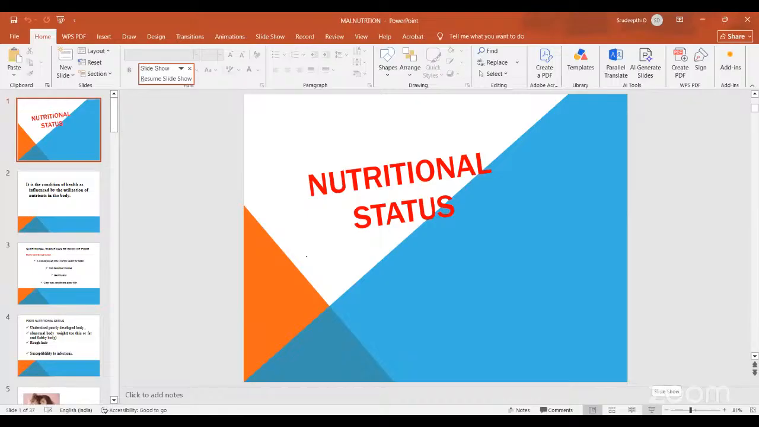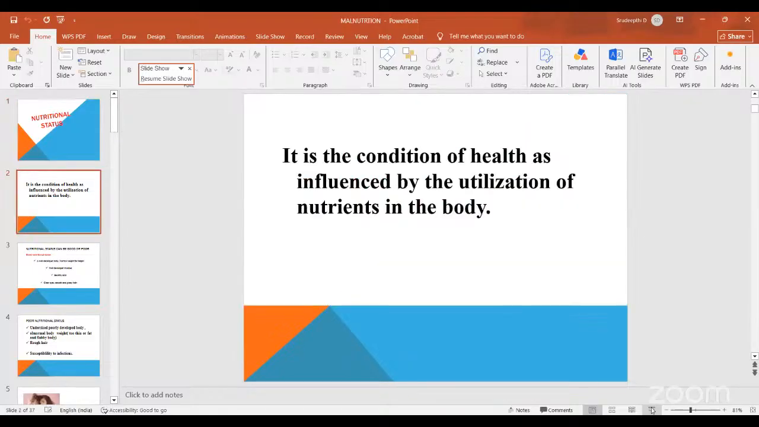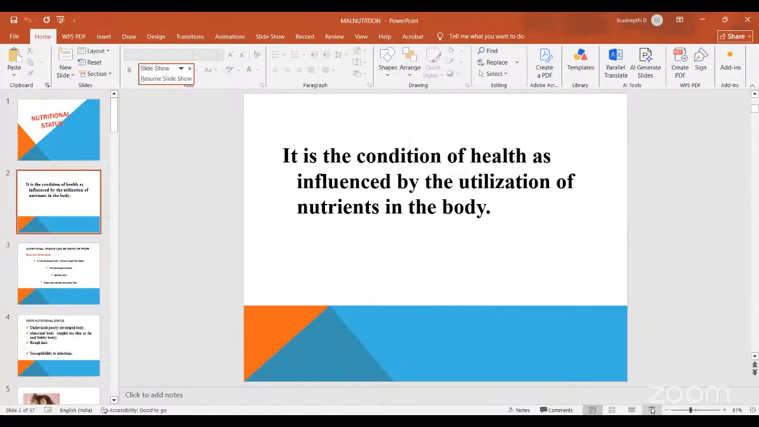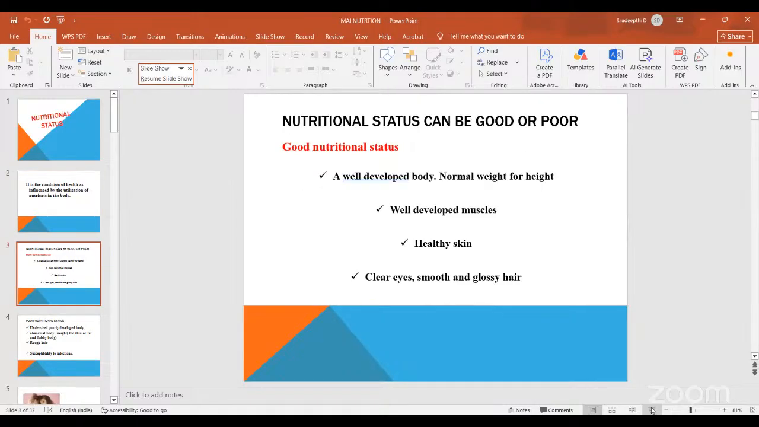Sir, nutritional status is different. That is, it is the condition of health as influenced by the utilization of the nutrients by the body. So we already know about nutrition. Various nutrients nourish our body, nutrients like carbohydrates, proteins, fats, vitamins, and minerals, etc.